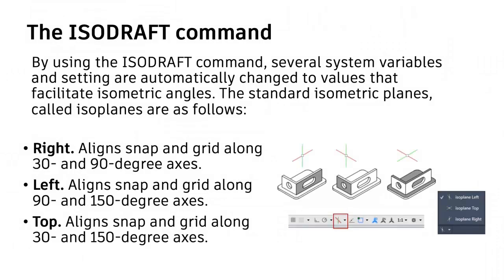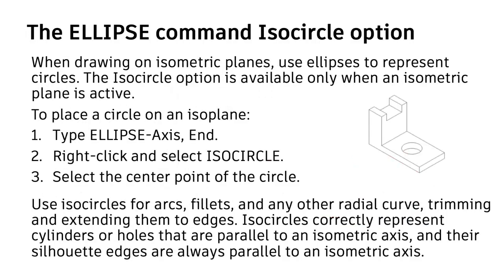Using isoplanes and the isometric tools is one of the easiest ways to create a 3D representation without actually having to move into 3D. Isodraft allows the user to place elements on isometric planes. You can use Ctrl-E or F5 to cycle through the isoplanes. There are 3 isoplanes, left, top, and right. We use the ellipse tool with the isocircle option to place circles on isoplanes.